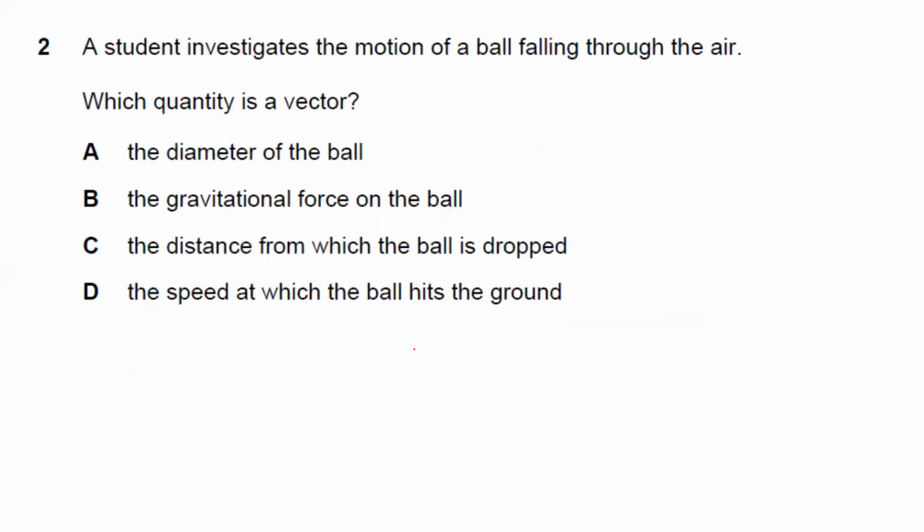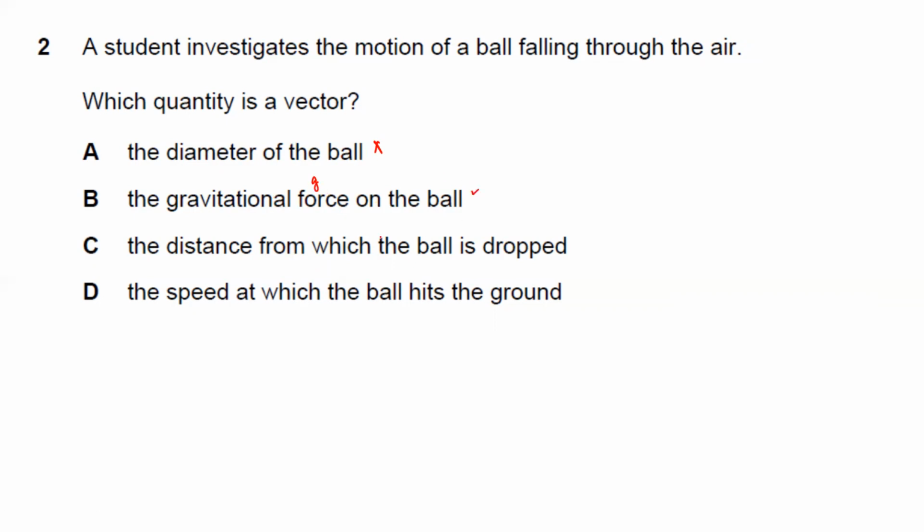Next question. A student investigates the motion of a ball falling through the air. Which is a vector quantity? Number A, diameter of the ball. No, diameter is not a vector quantity. B, the gravitational force on the ball. Yes, the gravitational force is a vector quantity.